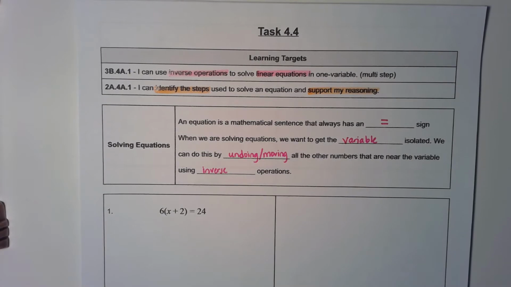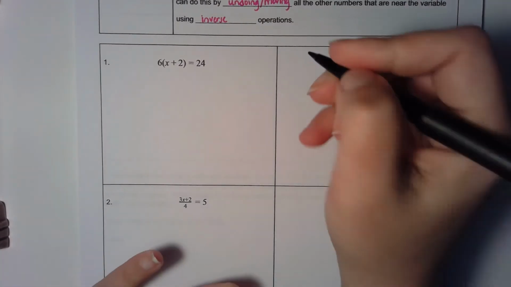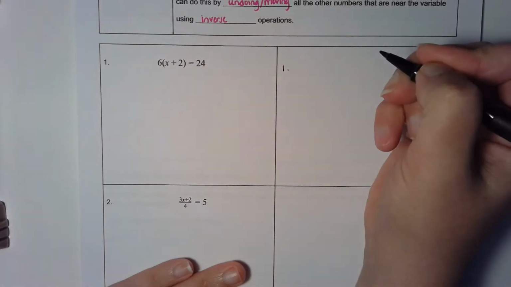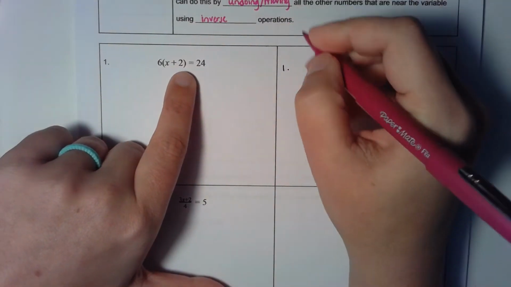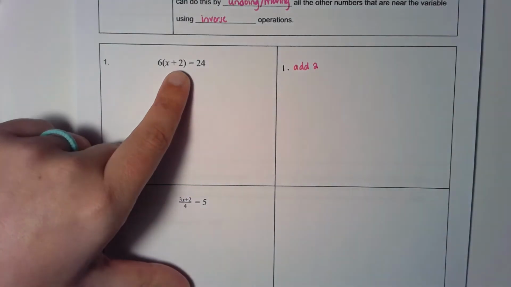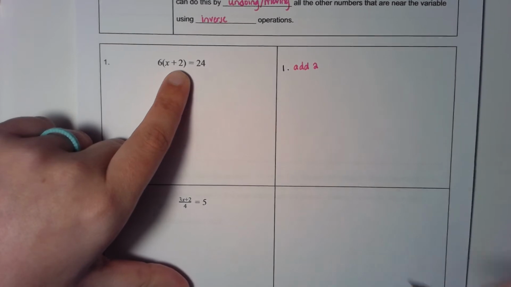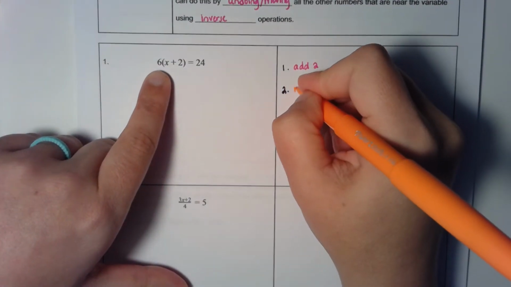Now, as we talked about before, it can be very helpful to start by thinking about how the equation was constructed and then working backwards to solve it. So let's look at problem number one. When this equation was made, step number one, if you start with x, was to add 2. After the person who made this equation added 2, step number 2 was that they multiplied by 6.